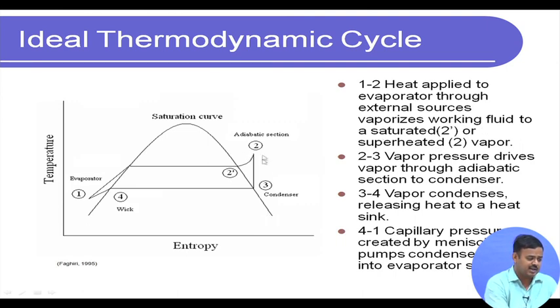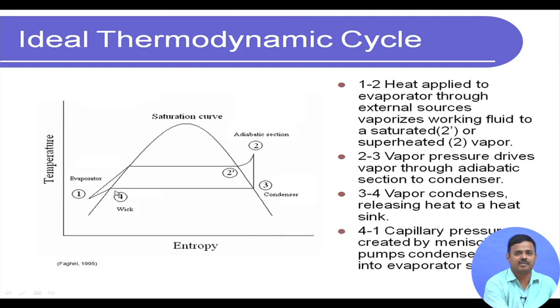2 to 3 is the adiabatic section, because this is where the vapor pressure drives the vapor through the adiabatic section to the condenser, and from 3 to 4 the vapor condenses releasing heat to the heat sink, or this is where the condenser section is. The vapor condenses back, and finally here the pumping action of the capillary brings it back from 4 to 1.